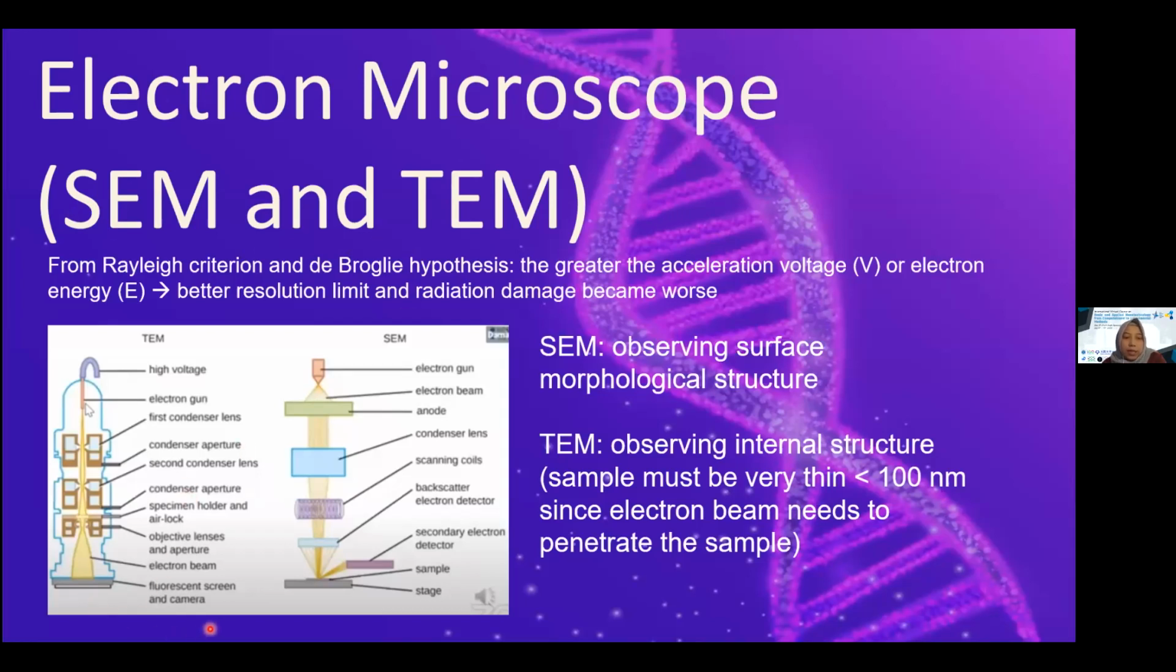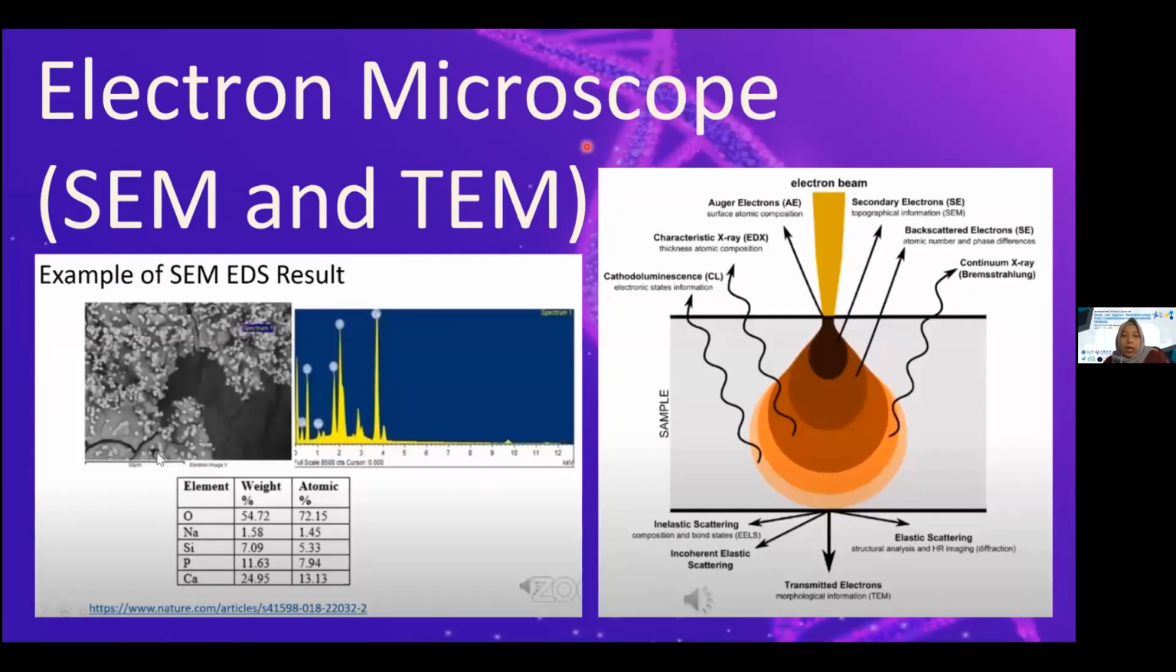And here you can see some of the parts that make up the TEM and SEM. Overall, in SEM we can observe the surface morphological structure, while in TEM we can go further into the internal structure, but there is also some sample preparation that needs to be done. For example, we need to make the sample very thin so that the electron beam can penetrate it.